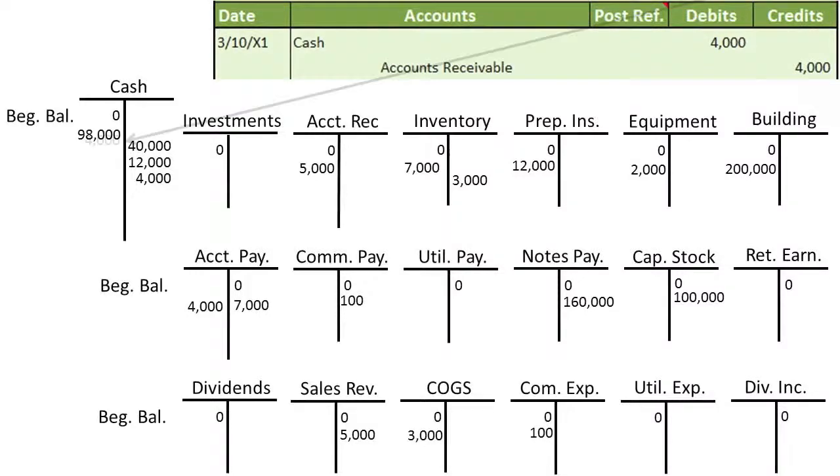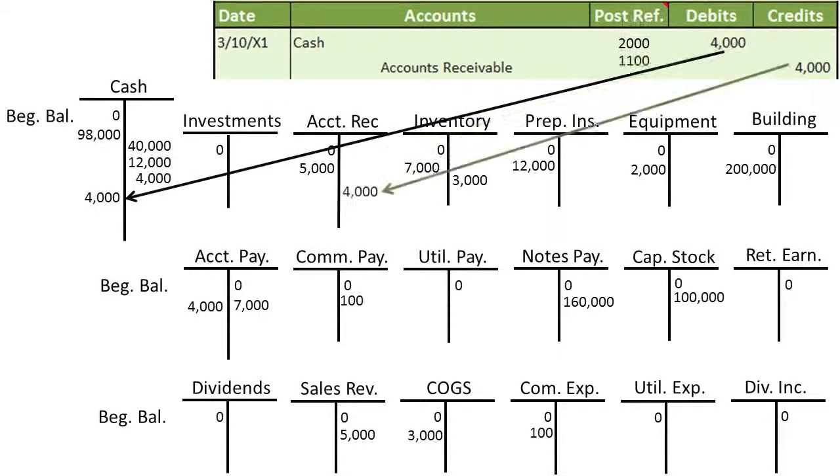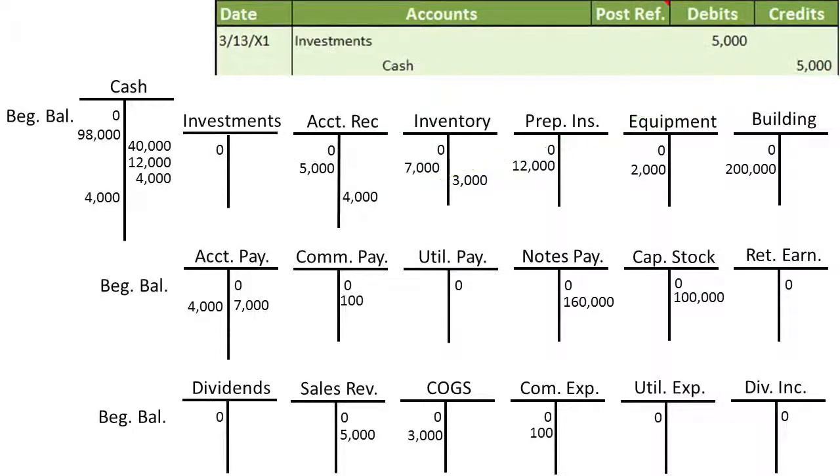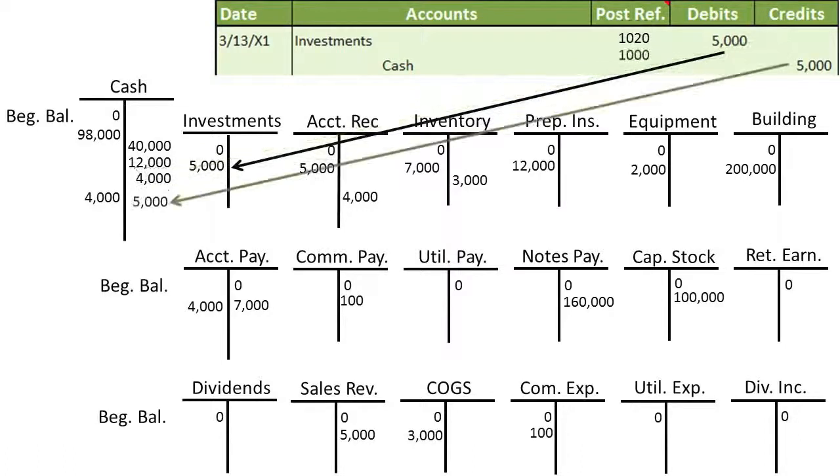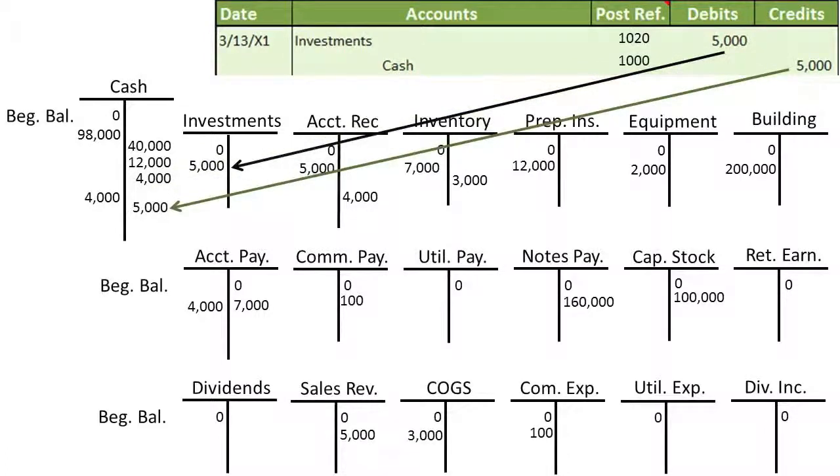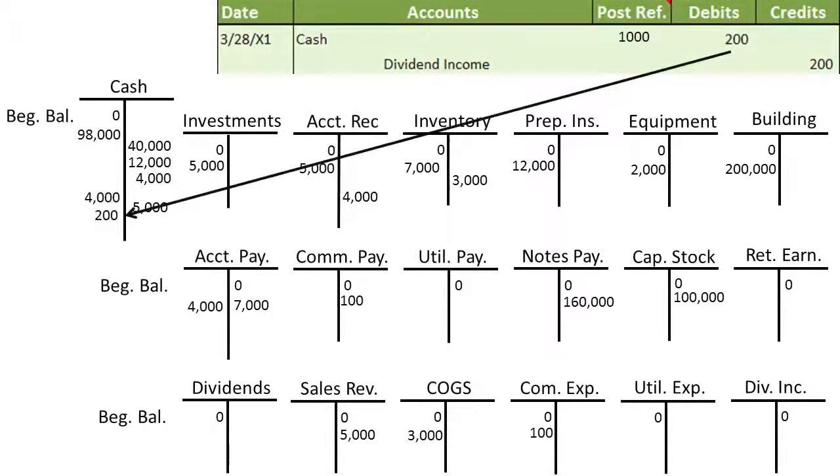Here we were receiving cash, debit. Why? Because one of our customers paid off the account receivable they owed us, credit to accounts receivable. Here we're debiting investments $5,000 to show we have more, and we're crediting cash to show that we used cash to buy the investment, credit $5,000. Now we're receiving $200 cash, debit, and we're crediting dividend income to show we earned it.